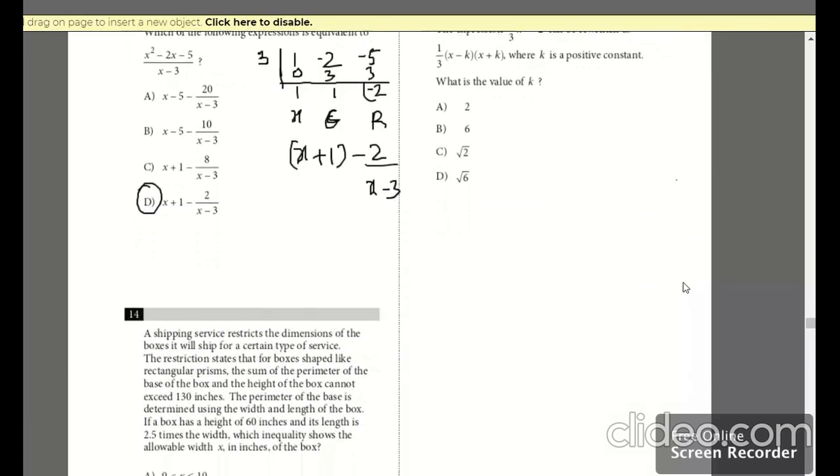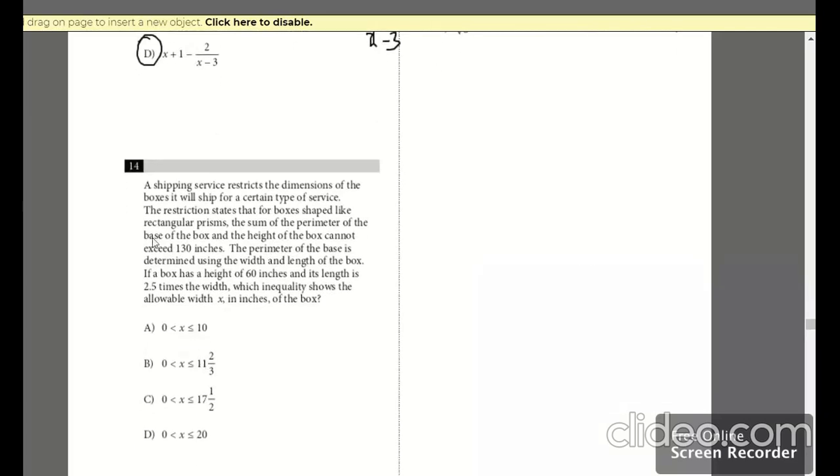Now moving on to the next set of questions that we have, a word problem. A shipping service restricts the dimensions of the boxes. Quickly just glance at some of the perimeter. This is very crucial. Perimeter of the base of the box and height of the box cannot exceed this one. So perimeter of the base of the box cannot exceed 130. And the perimeter of the base of the box is determined by using the width and length of the box.